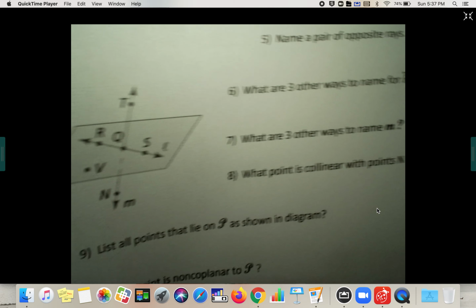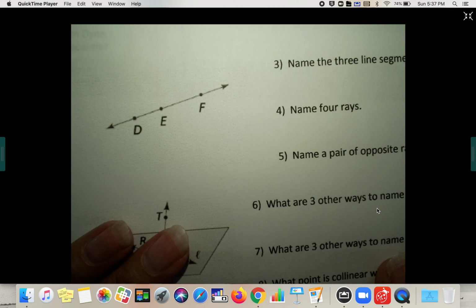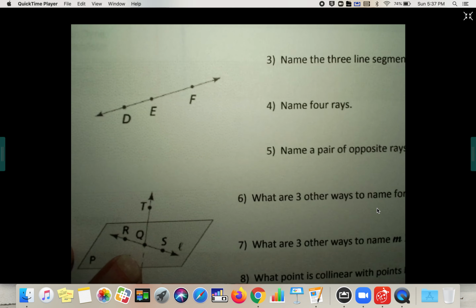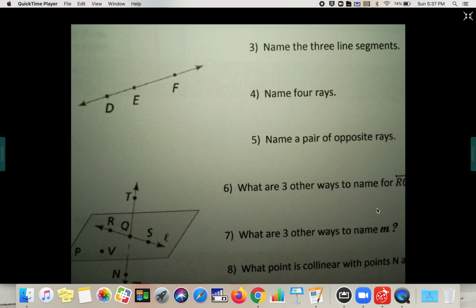Okay, now we're going to get to that third page. I was jumping the gun there. Sorry about that. Okay, so that's why it's number 3. We weren't ready for number 3 before, but now we are.